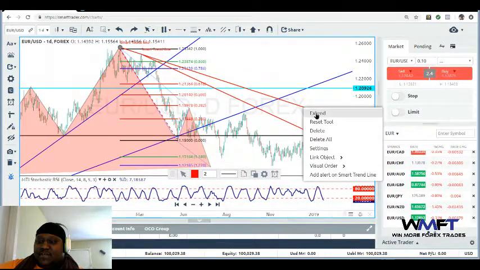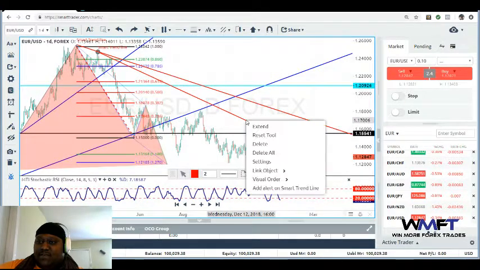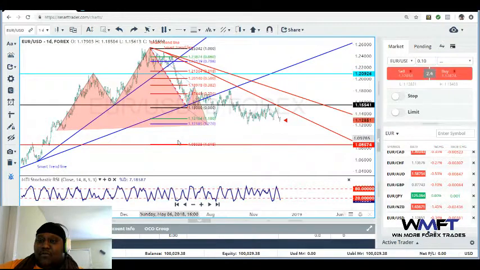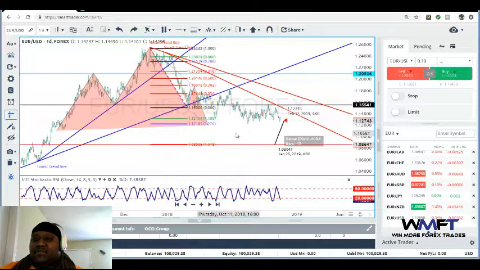We extend those. Oh, did I extend this one? Okay, yeah. We extend those. Okay, so the overall movement is bearish. This is the price point that we will want to sell to, and that price point is 409 pips away. Right now, that is 409 pips away.